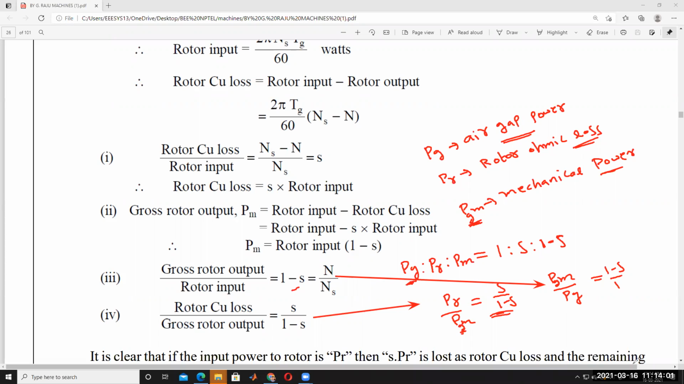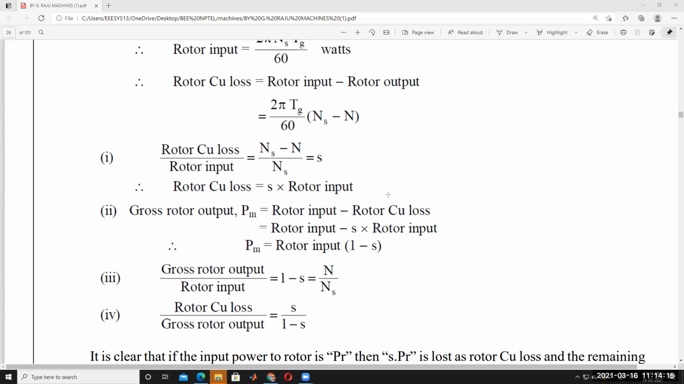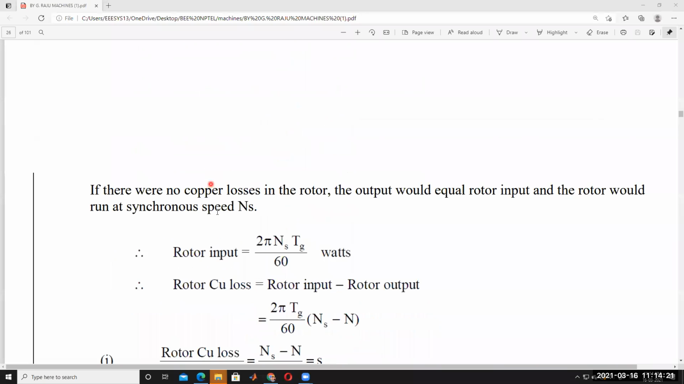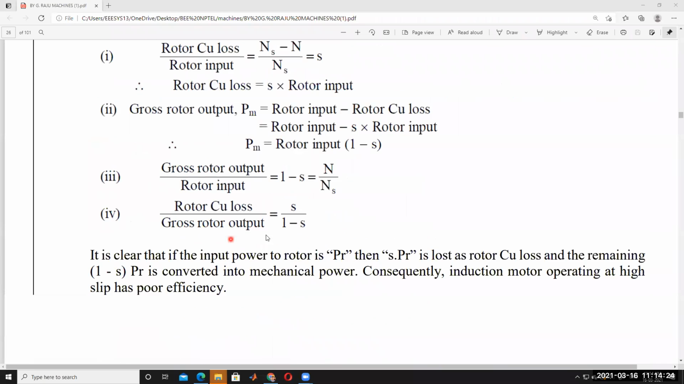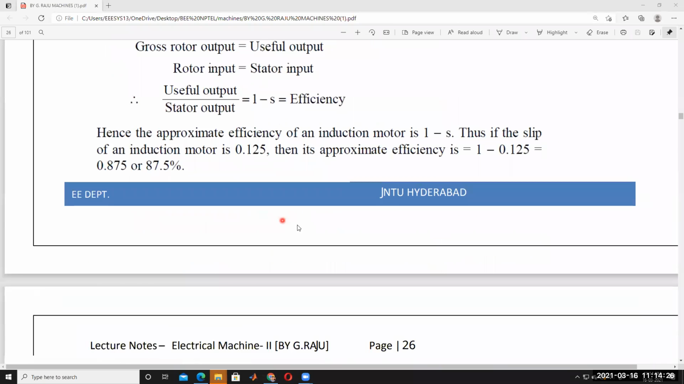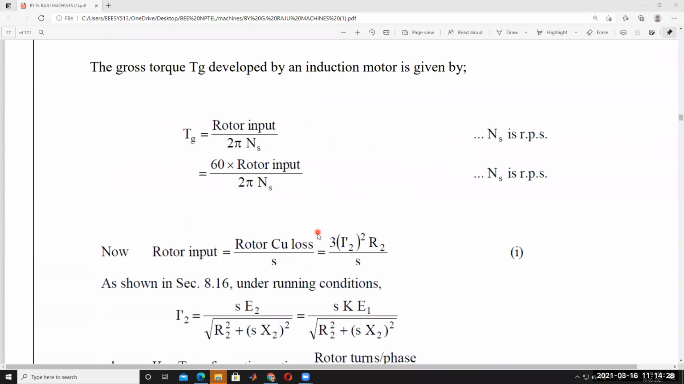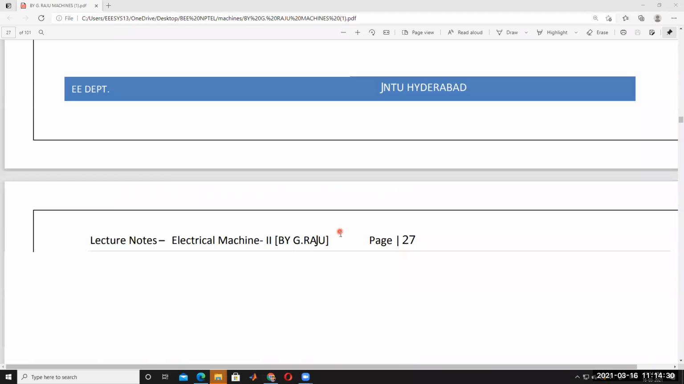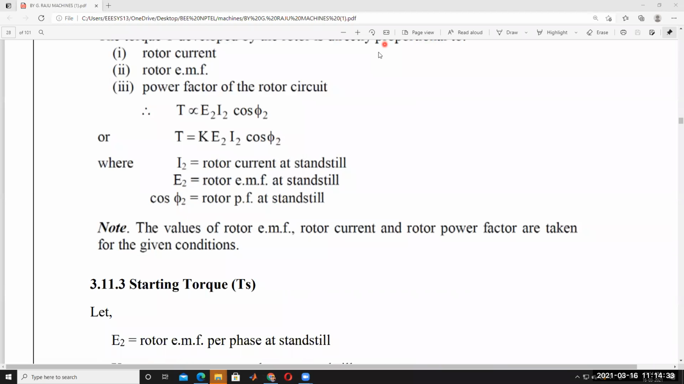So this is the relation between these two. This is the relation: 1 is to S is to 1 minus S. Based on that relation, you will get all formulas. This is the rotor input relation between all of these. This is the torque derivation, so all of you go through this PDF. Up to here this is enough.